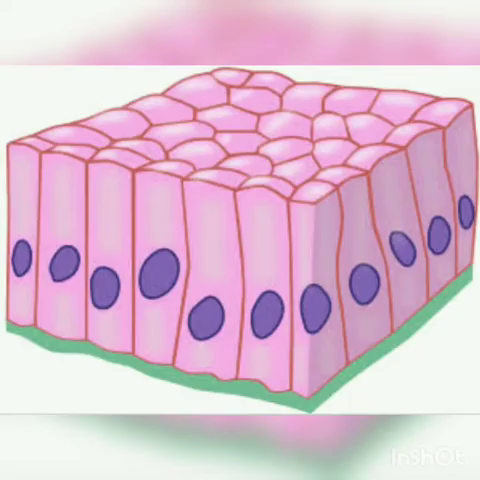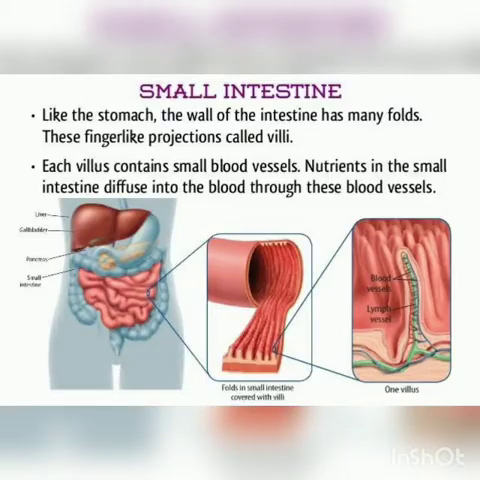Column pillar போல, pillar தூண் போல இருக்கும். So it is a tall cells with a round or oval nuclei found at the base. Where this columnar epithelium is present in the digestive tract from stomach to the rectum.